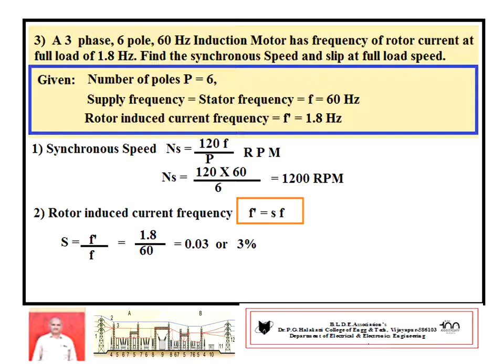So we are knowing the second one, F dash, the rotor induced current frequency is given. It is very less, 1.8 Hz, and the supply frequency is also given, F equal to 60 Hz. Then it is possible to go for slip equal to F dash by F. So it may be expressed as the fractional value of 0.03 or in percentage. Better you write both, 0.03 or 3%.